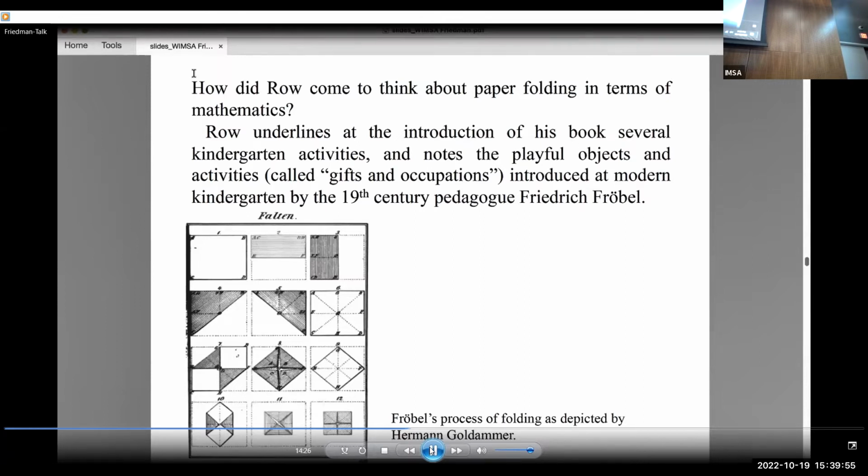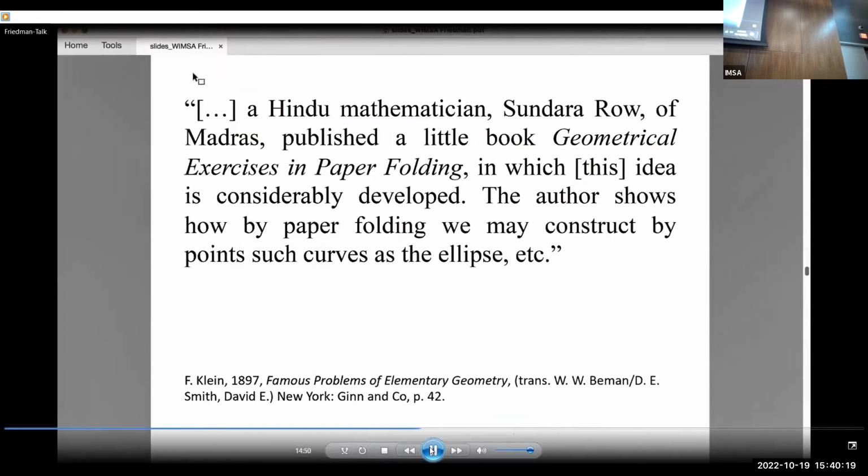Two years after the publication of the book, Felix Klein, one of the famous mathematicians in Germany at the time, mentions Rao's book in his 1895 book, in German, Famous Problems of Elementary Geometry, a book which was translated to English in 1897, though it is not clear how Klein obtained Rao's book. Klein says the following: a Hindu mathematician, Sundara Rao, Madras, published a little book on multiple exercises in paper folding, in which this idea is considerably developed. The author shows how by paper folding we may construct by points such curves as the ellipse, etc.